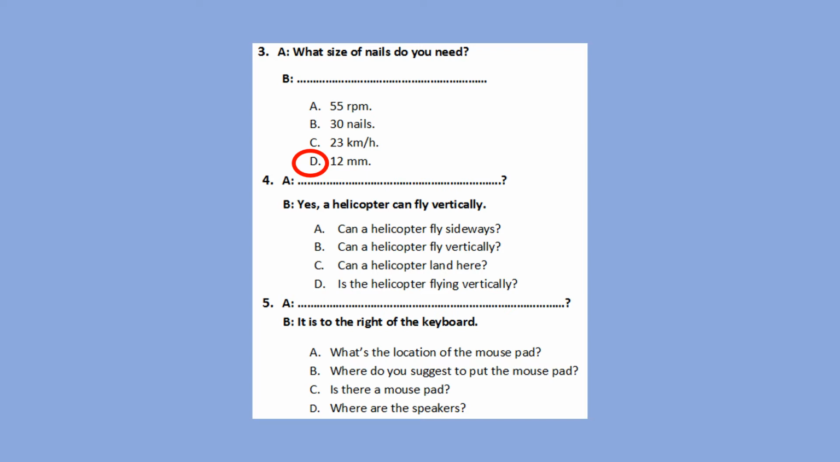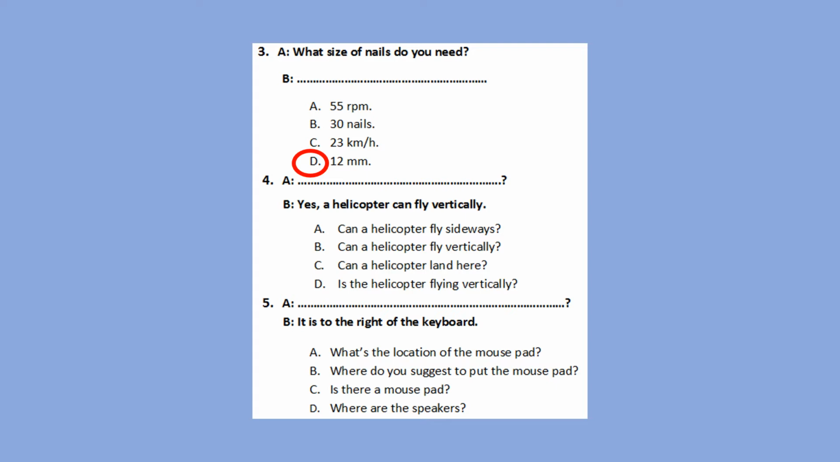Number 4. A asks a question and B says, yes, a helicopter can fly vertically. Okay, we notice that in the answer there is the word can. So if you would like to make a question, we should start with can. So A, B, and C are possible because they start with can, but only one of them is correct.